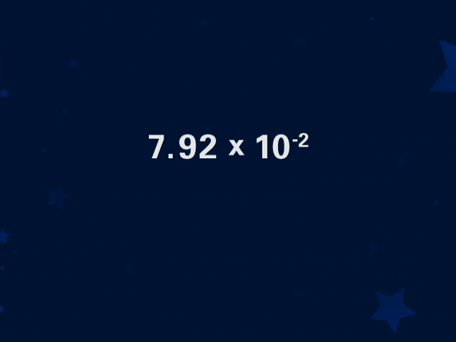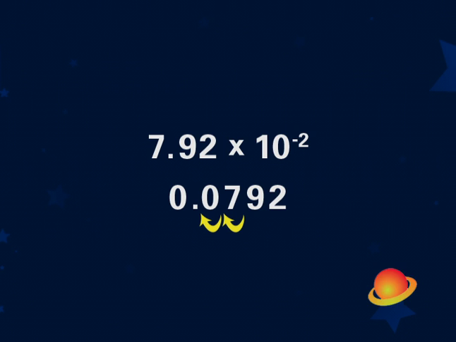What is the product of 7 92/100 times 10 to the negative second power? I have to move the decimal point to the left, 2 places. I add a 0 so I have enough places to move my decimal. My answer is 792 10,000ths. That's the way to do it.